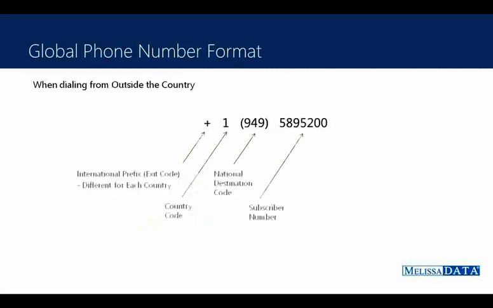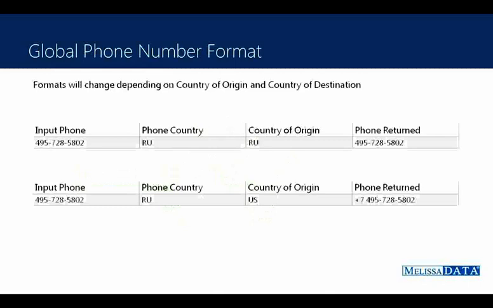If we look at another example here, say you have a Russian phone number, 495-728-5802, and you're dialing from within Russia as well, those are the only numbers that you'll need. But if you're dialing, say, from the U.S. and you're trying to make a call to Russia, as you can see here, you would actually need the international prefix plus the country code, which is 7, and then the rest of the phone number. The national destination code and the subscriber number is the way you would dial globally to another country.